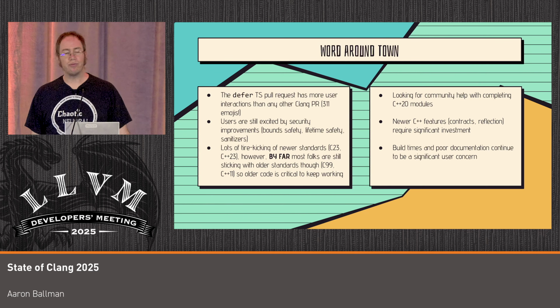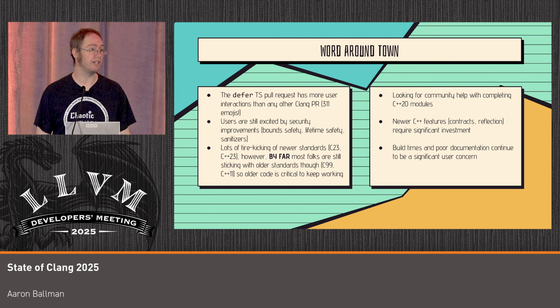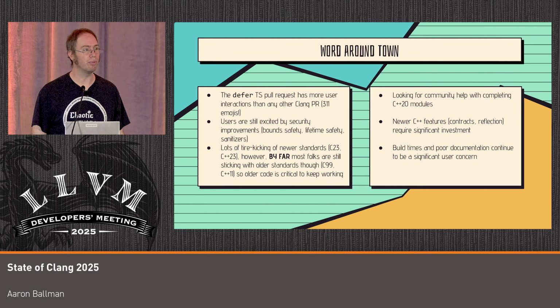And then, as I mentioned before, we do have people who are tire kicking the newer standards. So we have folks who are trying out C23 and C++23 and reporting issues to us. It's good for us to work on those, but by far, most folks are still stuck on old standards. C99 and C++11 are the lion's share of what people's code is.